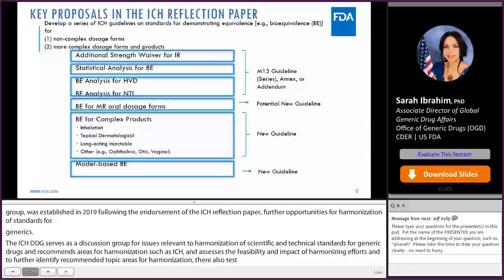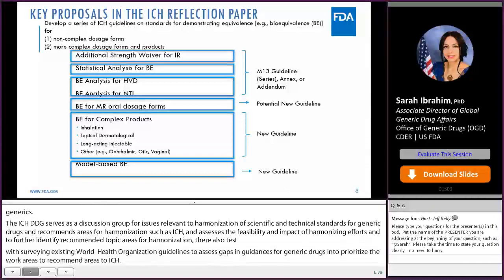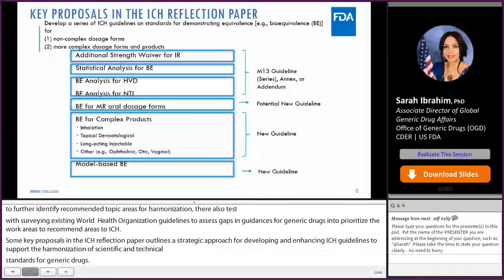Some key proposals in the ICH reflection paper outline a strategic approach for developing and enhancing ICH guidelines to support the harmonization of scientific and technical standards for generic drugs. These guidelines will include tools for demonstrating equivalence for non-complex dosage forms and more complex dosage forms and products. It proposes steps and recommendations for global harmonization of standards for generic drugs.